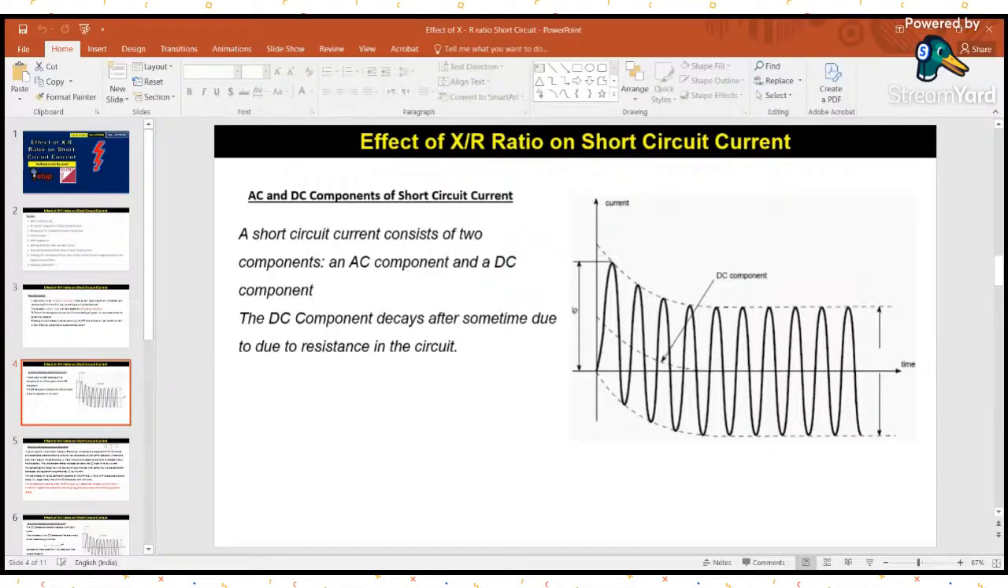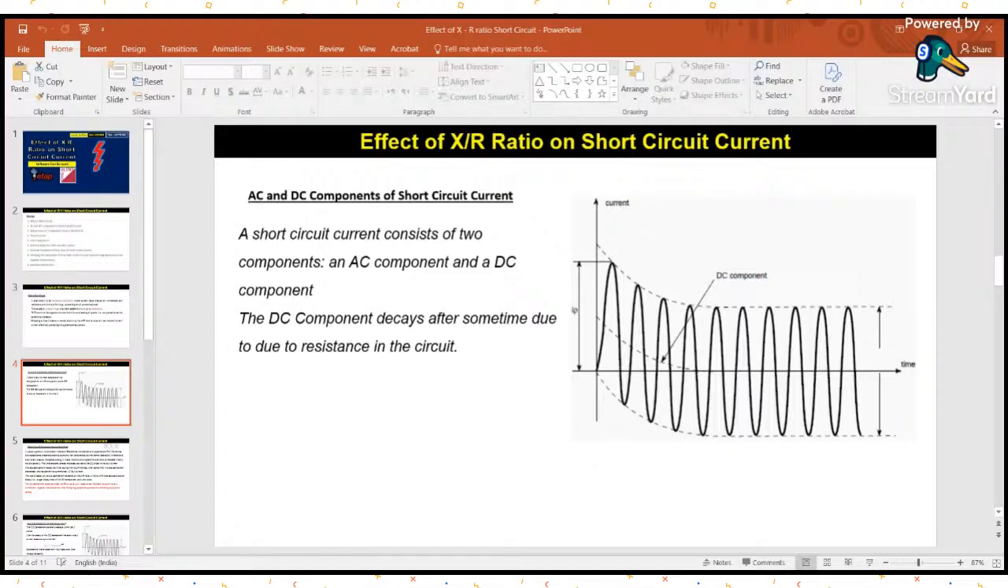You can see this is an AC fault current. When the fault occurs, our short circuit current has two components. One is the AC component and another is the DC component. You can see this is the DC component. As long as the DC component is present in the short circuit current, our short circuit current is asymmetrical for that portion. You have studied this figure in your BTech course.